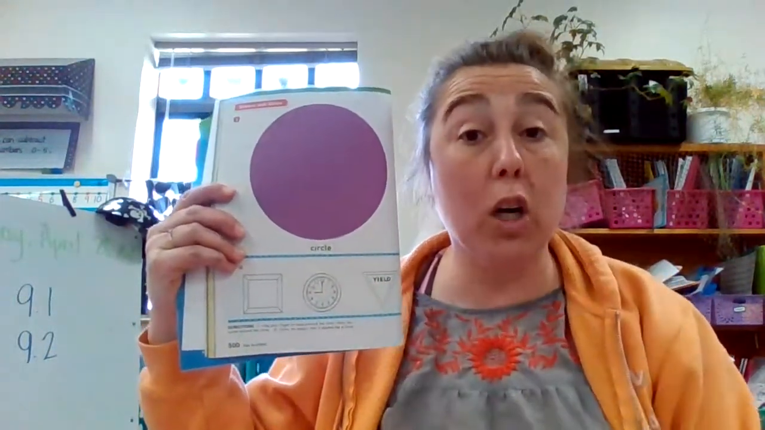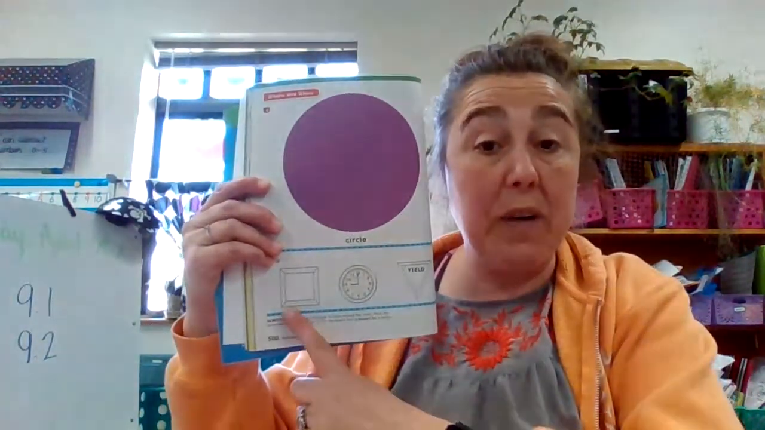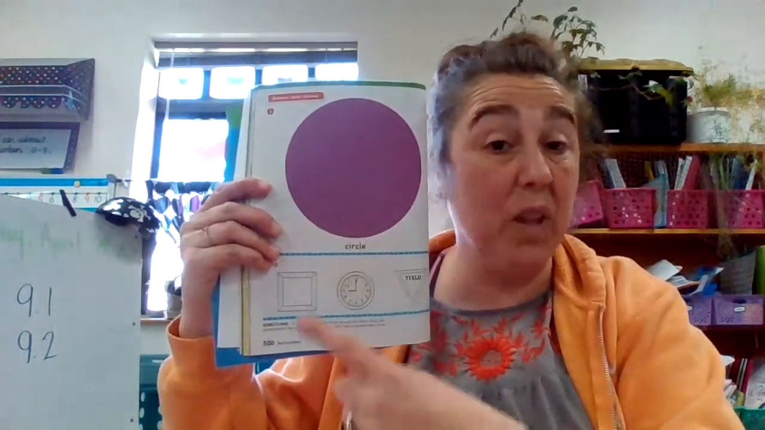Good. Then you're going to skip down here and you're going to circle one of these pictures that shows a curved line. Does the picture frame, the clock, or the yield sign have a curved line around it? If you circled the clock, I would agree with you because a circle has a curved line. Circles have no straight lines in them. That's right.